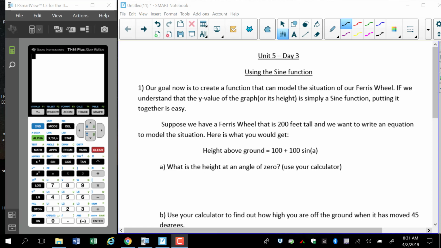All right, we're in the final section for the course. We're just going to put together some basic sine functions so you can look at how we can model them on a calculator in general.